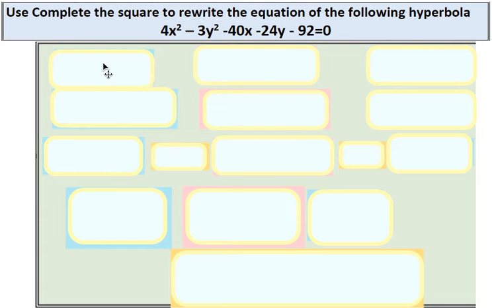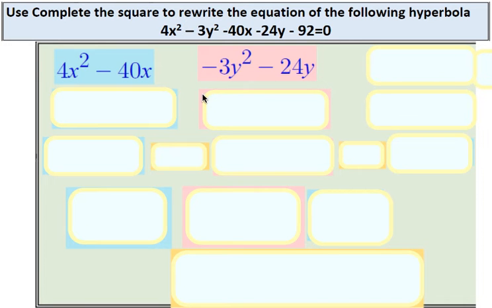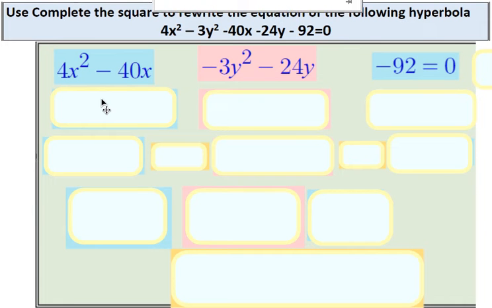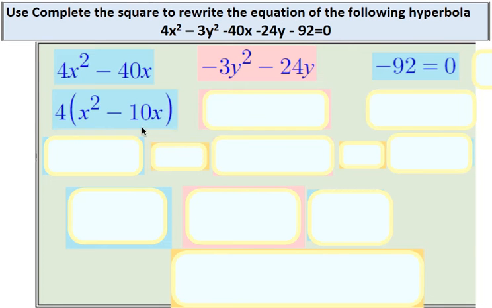We're going to start by putting all the x terms together: 4x squared minus 40x, and all the y terms together: negative 3y squared minus 24y. Then we have the constant all by itself equals 0. To create my perfect square trinomial, remember, I need just x squared. So I'm going to factor out the 4, and I have 4 times x squared minus 10x. When I deal with the y term, I factor out the negative 3. That means I'm dividing everything by negative 3. So I get the y squared, but negative 24 divided by negative 3 gives us the positive 8y.